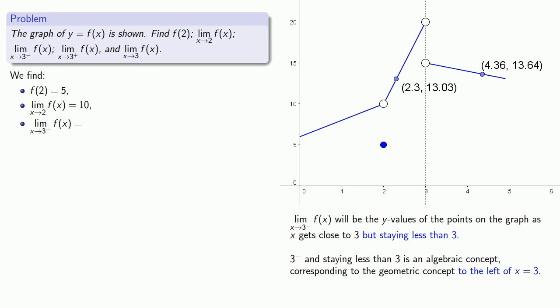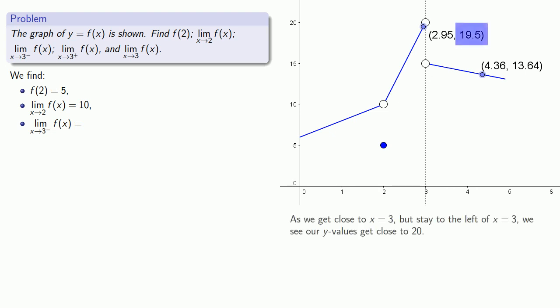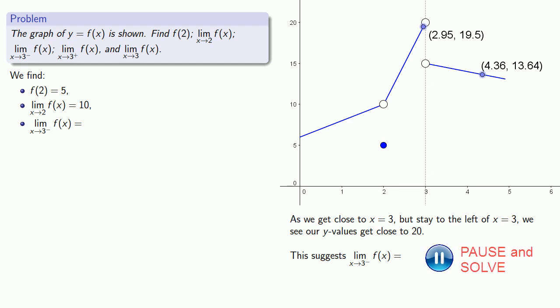Now, 3 from below, staying less than 3, is an algebraic concept corresponding to the geometric concept of to the left of x equals 3. So let's see what happens when we approach 3 but stay to the left. As we get close to x equals 3, but stay to the left of x equals 3, we see our y values get close to 20, and this suggests that the limit as x approaches 3 from below of f of x will be equal to 20.